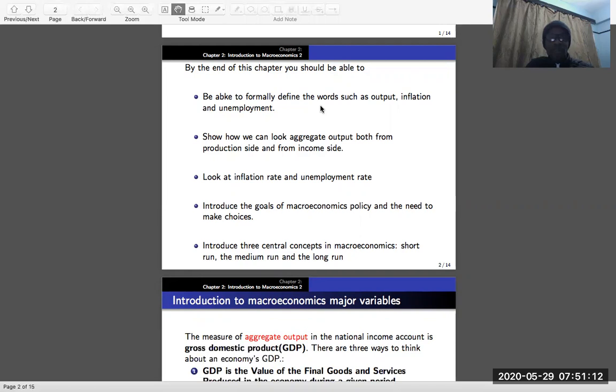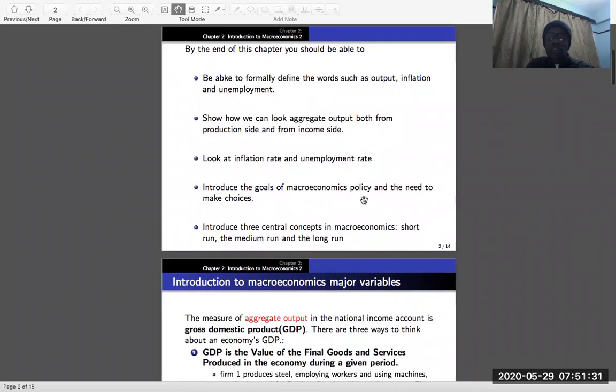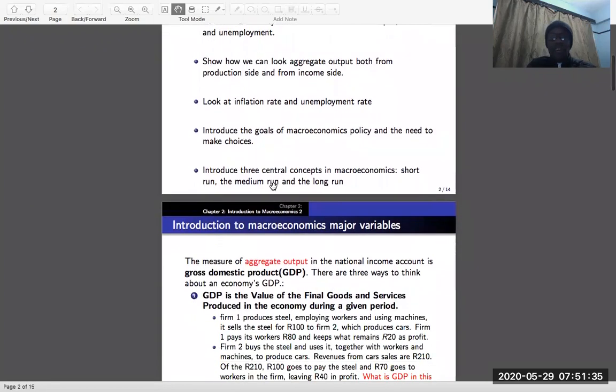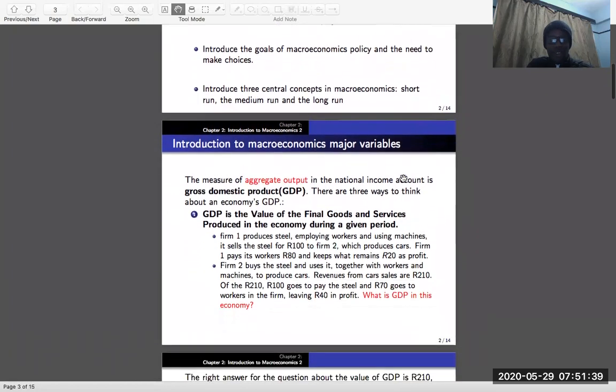So basically, we want you to understand the fundamental macroeconomic factors, i.e. output, inflation, and employment. Then we need to be able to show how we can look at aggregate output both from a production side and from an income side. Look at the inflation rate and unemployment rate, be able to define them and know what their implications are in the economy. We introduce the goal of macroeconomic policy and the need to make choices. We introduce three central concepts in macroeconomics: short run, medium run, and the long run.